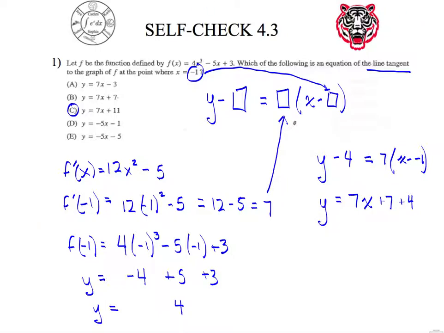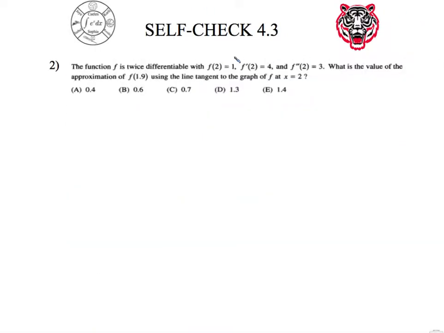All right, number 2. The function f is twice differentiable, so we can take the derivative twice. It gives us all this information. What is the value of the approximation of f of 1.9 using the line tangent to the graph of f at x equals 2? So again, what's that general form?